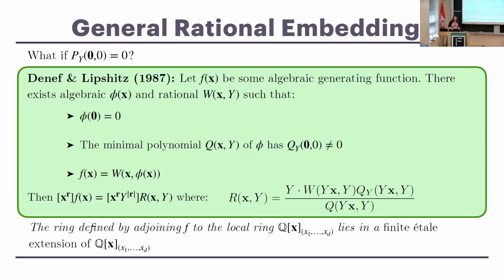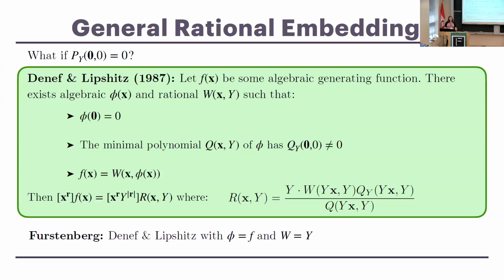I don't have a lot of background in that, but the point I want to make about how they did this is that it wasn't effective. It wasn't constructive. It exists. They've proven that, but they haven't told us how to get it. So that's the main concern with Denef and Lipschitz. But for relatively simple examples, it can be great. It's exactly Furstenberg when we set phi equal to f and w equal to y, which is great. So it does the exact same thing.